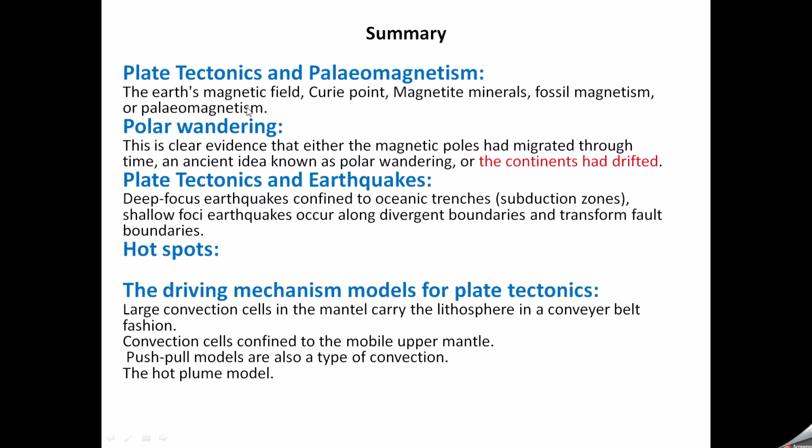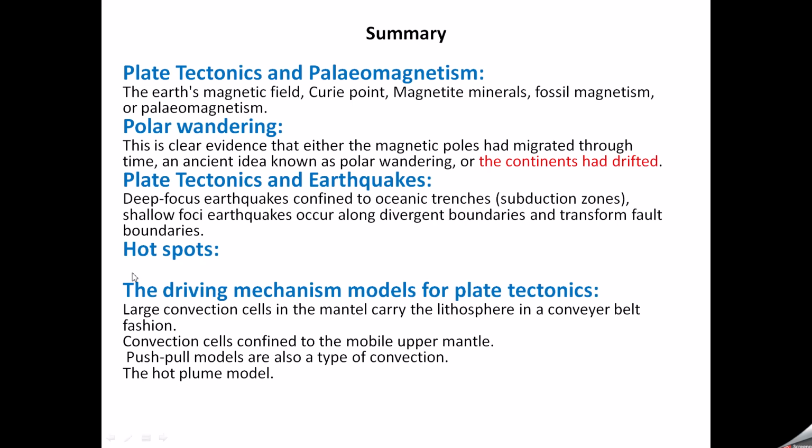Plate tectonics and paleomagnetism: the Earth's magnetic field, Curie point, magnetite minerals, fossil magnetism, and paleomagnetism. Polar wandering is the clear evidence that either the magnetic pole had migrated through time, which is an ancient idea called polar wandering, or the continents had drifted, which is the correct thing. Plate tectonics and earthquakes: deep focus earthquakes are confined to oceanic trenches, subduction zones. The others, divergent and transform faults, are always shallow focus.